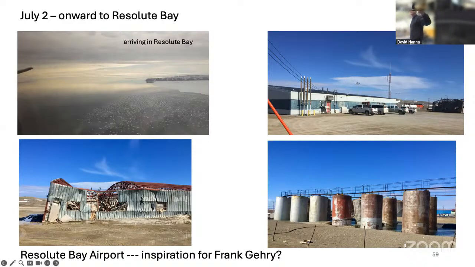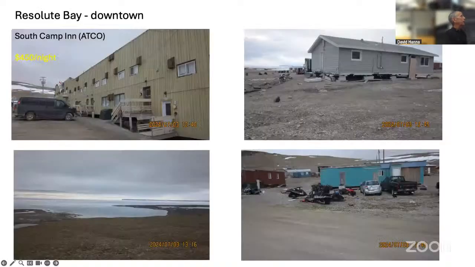This is us arriving in Resolute Bay. This is the first thing you see when you get out of the airport. Like somebody had an accident, they just left it there. This is where Frank Gehry was inspired to build some buildings. The contrast in the Arctic is beautiful nature, ugly where man has been. And hopefully some of that will be mitigated with some of our new Arctic policies.